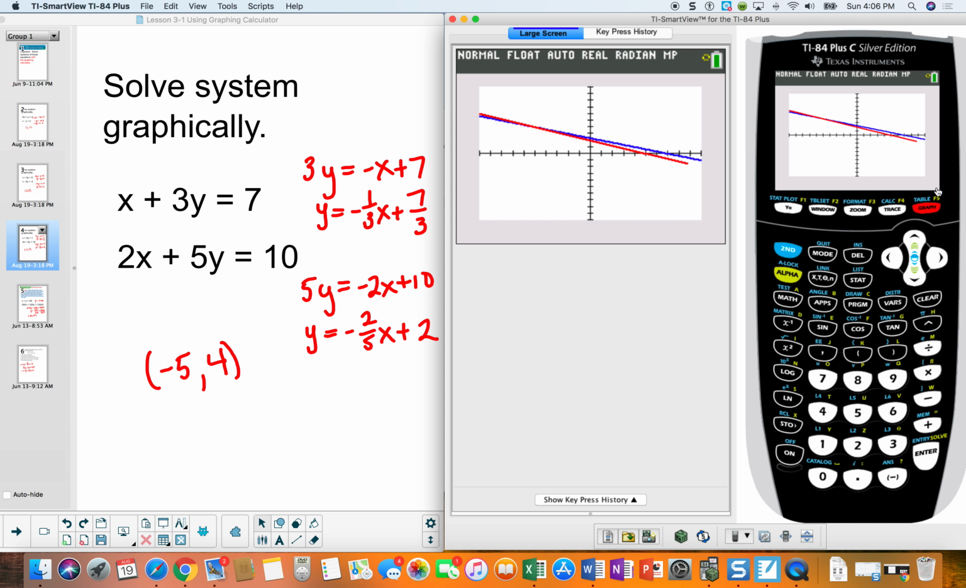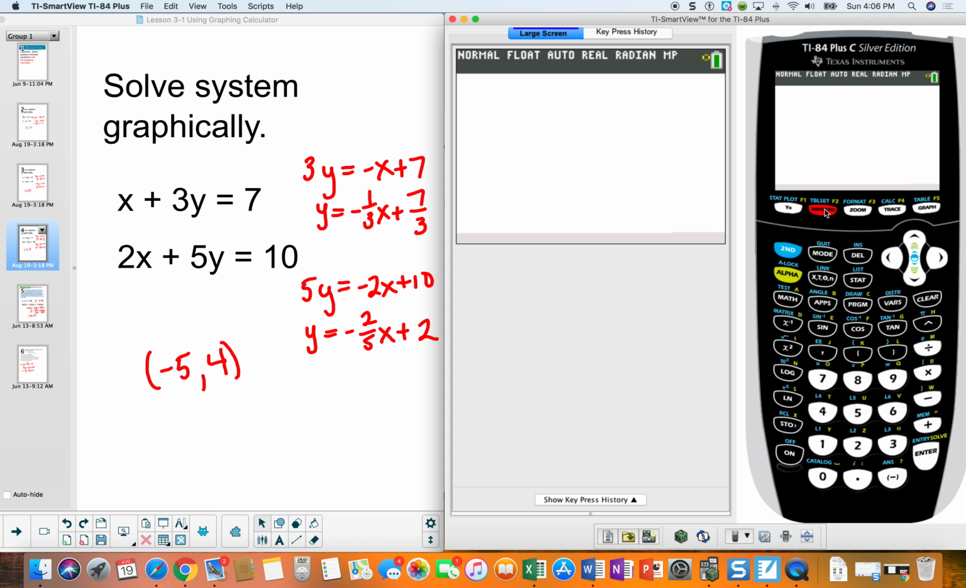Now, it looks like the intersections are right around here. I would like to see more here, so instead of going to -10 on the x-axis, I'm going to go to -20. Instead of 10 on the y-axis, I'm going to go up to 20.